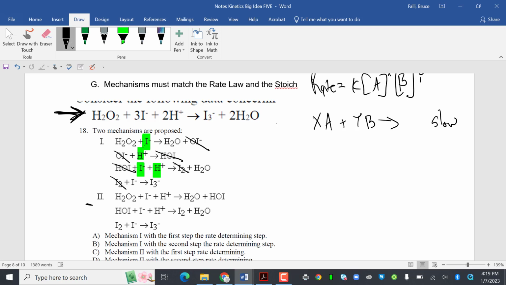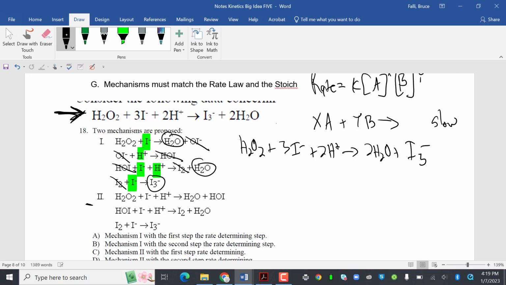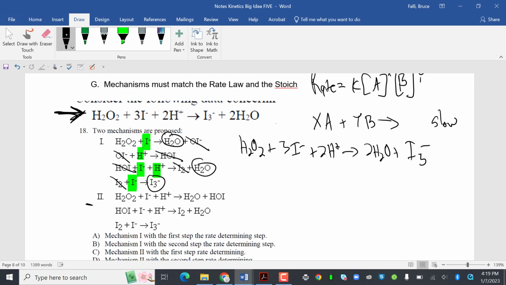No. So let's see, if I add all this stuff up, I'd have H2O2 plus, oops, I forgot to highlight this guy right here, 3 I negatives plus 2 H positives would give me 1 H2O, 2 H2O, I3 negative. So 2 H2O plus I3 negative. So that's what I mean by matching the stoich, and that matches the stoich. So we're good there, okay? Mechanism 1 matches the stoich, so far so good.